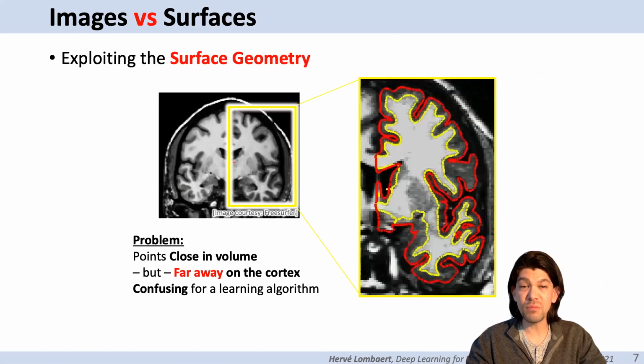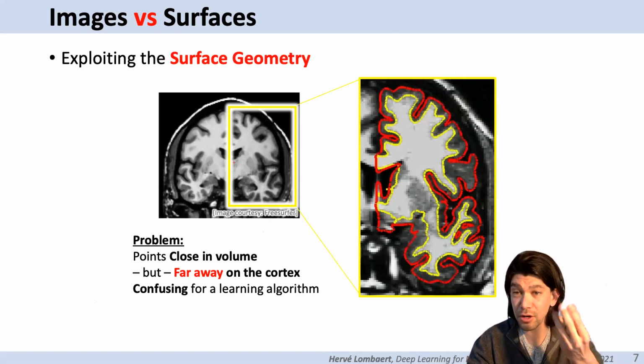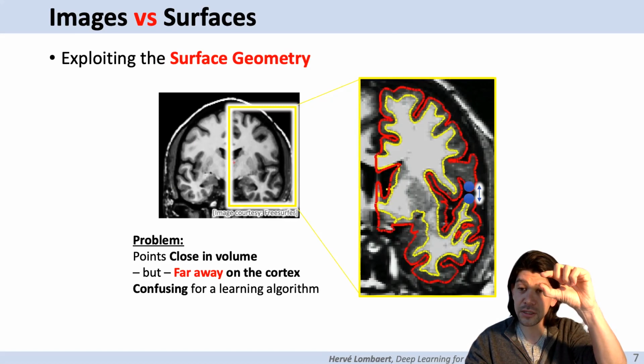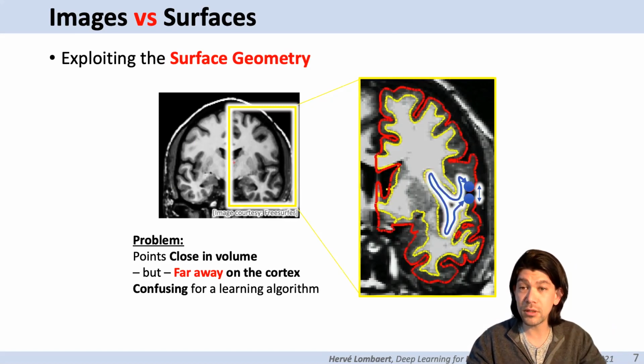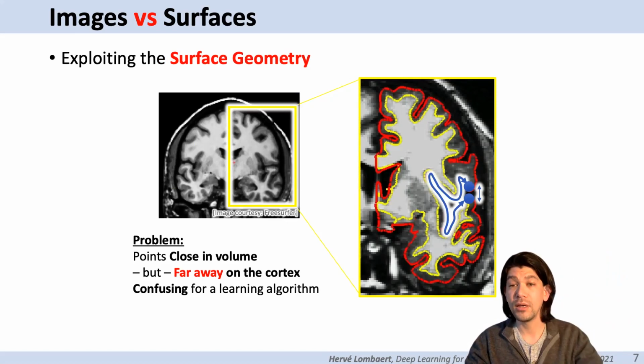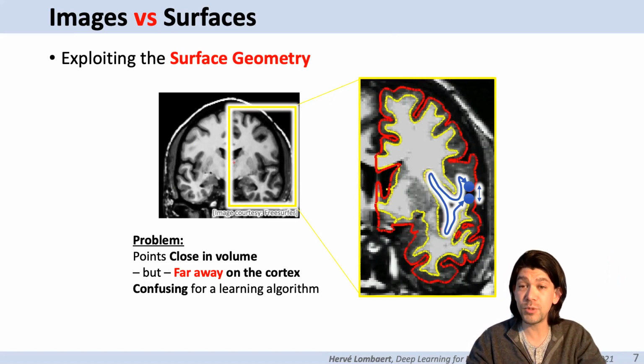So if we look closely, the main problem of using typical CNNs or a typical image-based algorithm on a surface is this. For example, if you take two neighboring points, they can be two neighboring pixels here. You have a very small distance, it's one pixel difference here. But if you look at the distance between them on a surface, you actually need to move, or to walk, a lot on the surface to find the same corresponding point. So that creates a confusion for a learning algorithm.